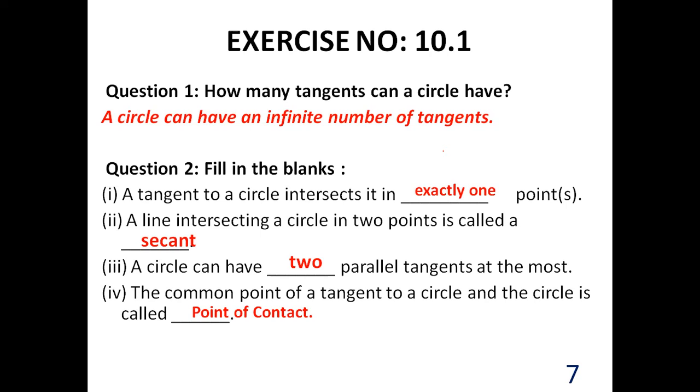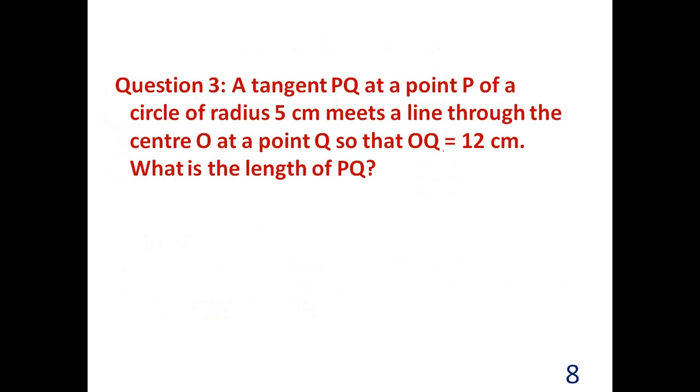That's nice. This is the second question. And then third question, we have to apply our logic here. A tangent PQ at a point P of a circle of radius 5 centimeters. Say this is the circle of radius 5 centimeters. This is 5 centimeters. Say O is the center of the circle, and PQ at a point P they said. So this is point P, and PQ is the tangent here. Q is the other point.